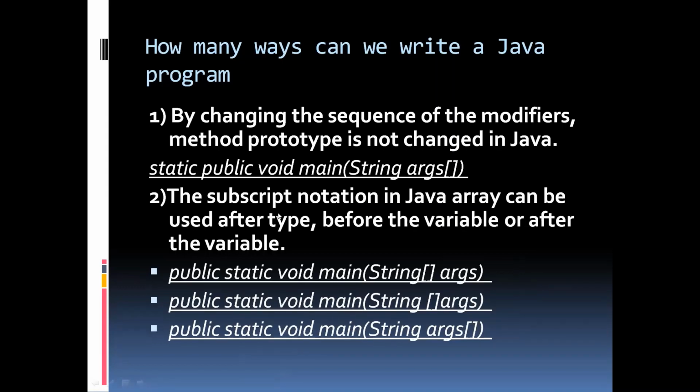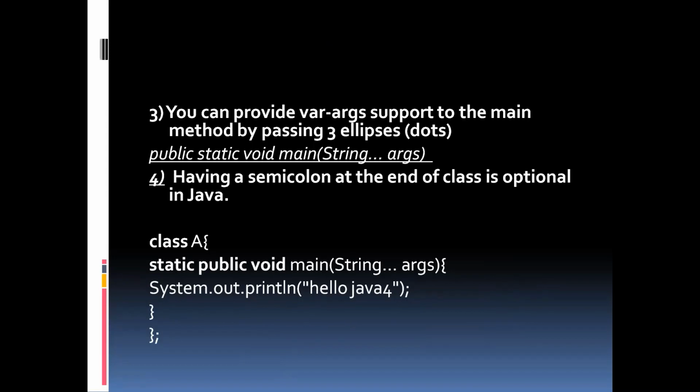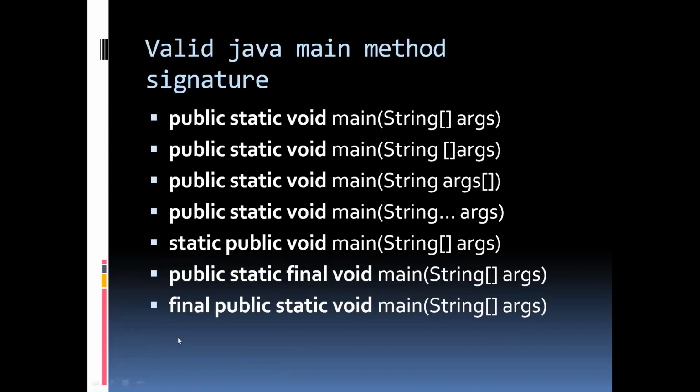Next, the subscript notation in a Java array can be used after the type, before the variable or after the variable. Here is an example shown in the slide. You can provide varargs support to the main method by passing three ellipses. Having a semicolon at the end of a class is optional in Java. Here is an example where the class ends with a semicolon, which is optional. Here are the valid Java main method signatures.